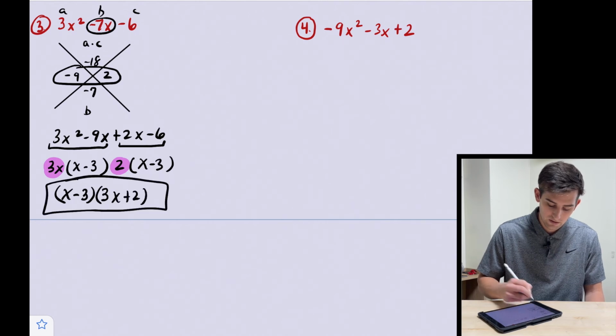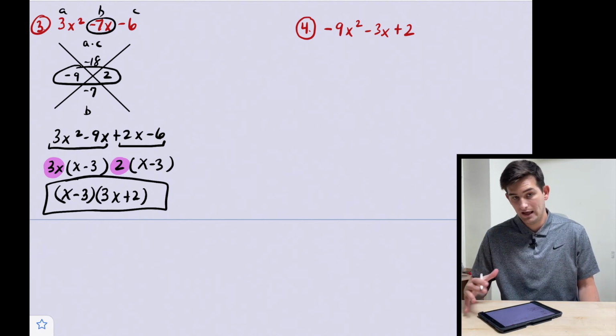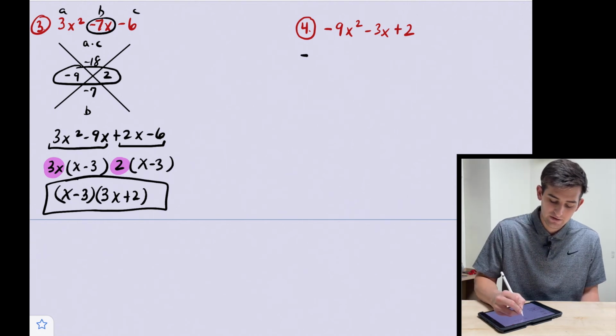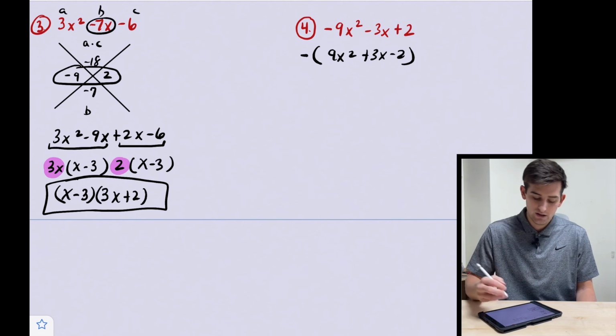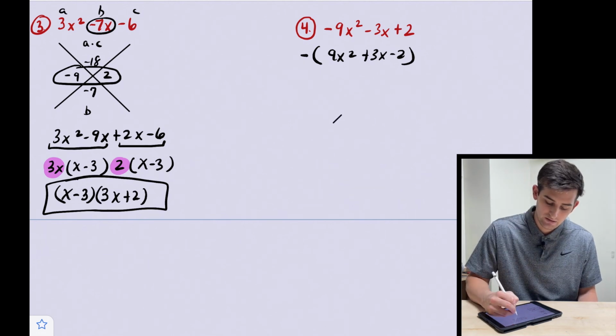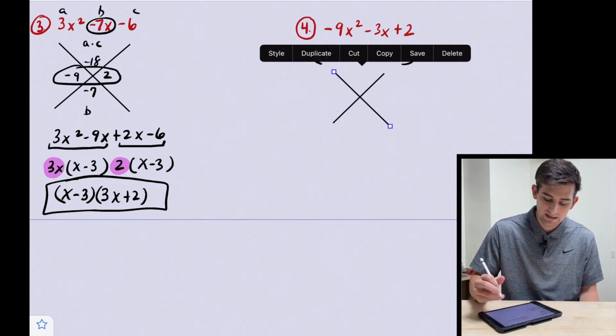All right, and our last one. So for this one, we have a negative at the beginning. A is negative. So what we can do is just factor out this negative. And now we have 9x² plus 3x minus 2. And now we're going to use the magic x for this one. Okay, so draw my x. But now I'm basically going to ignore the negative sign until I get to my answer.